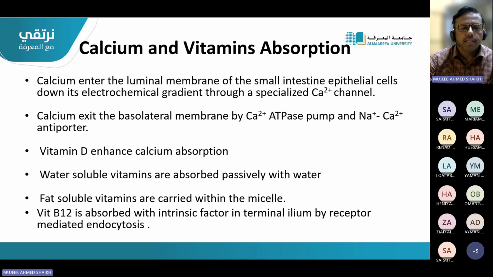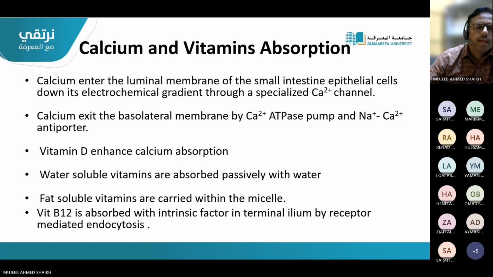Water soluble vitamins are easily absorbed because they don't require a protein, or they require a protein but don't require a mechanism like secondary active or primary active transport. They can be easily passively absorbed. Passively means from a very high concentration outside the cell to a lower concentration inside the cell, they can easily go inside the cell.